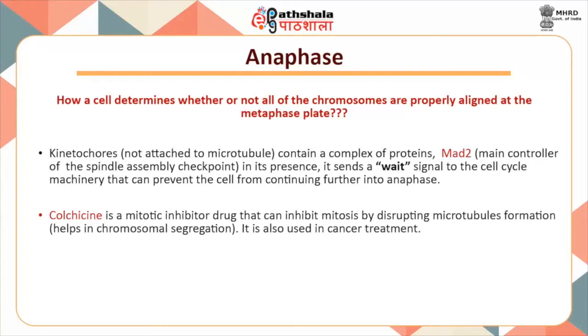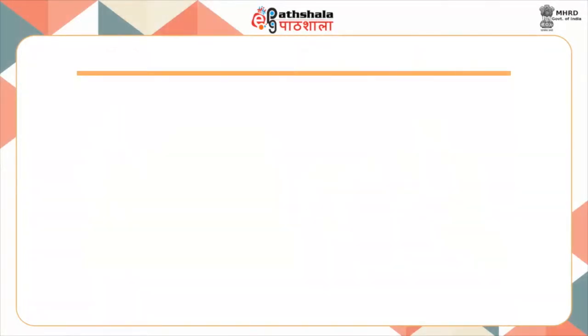Colchicine, which is commonly used in cancer treatment, is a mitotic inhibitor drug. It can disrupt microtubule formation, which plays an important role in chromosomal segregation. Now, let us quickly revise major events during anaphase.